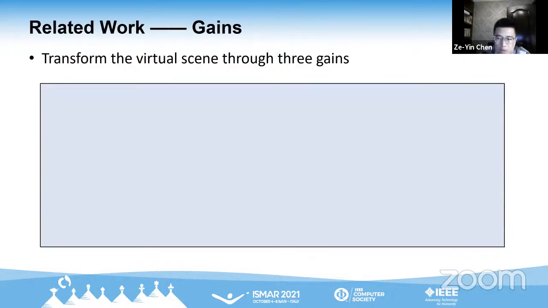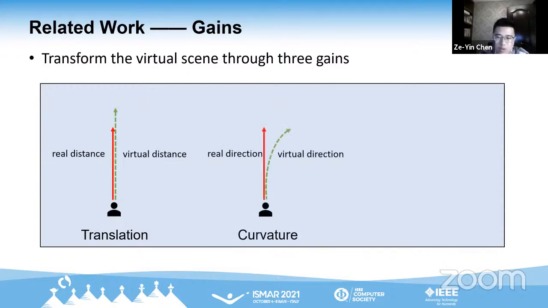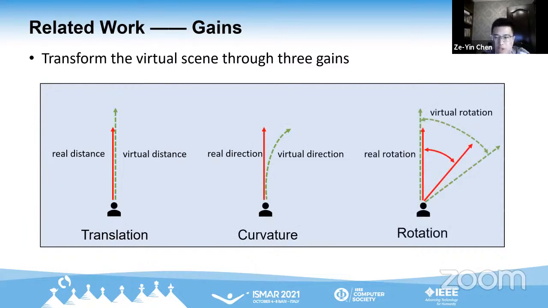RDW technology is usually achieved through 3 gains. Translation gain is used to scale the user's translation in virtual space, making the user go further or closer, while the curvature gain makes the user go in a curve with a certain radius. The rotation gain is defined by the quotient of the rotated angle in the virtual world and the real world.